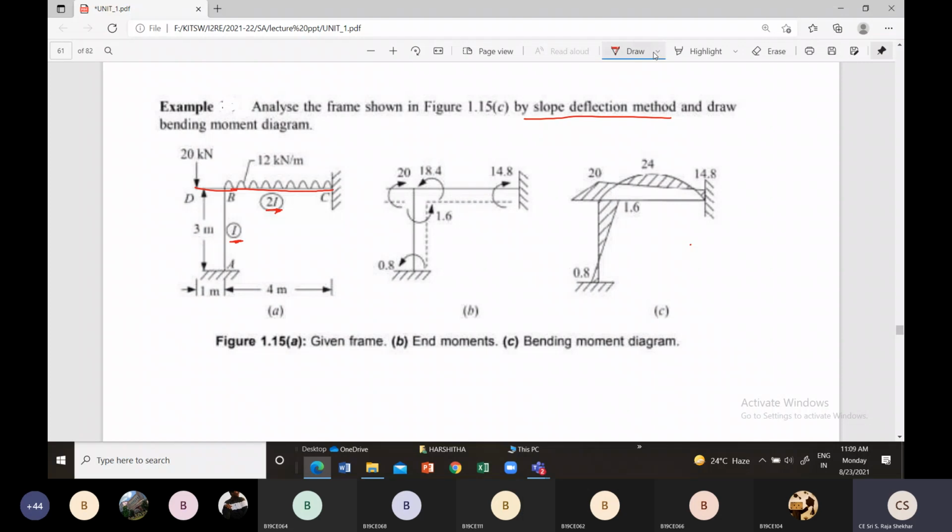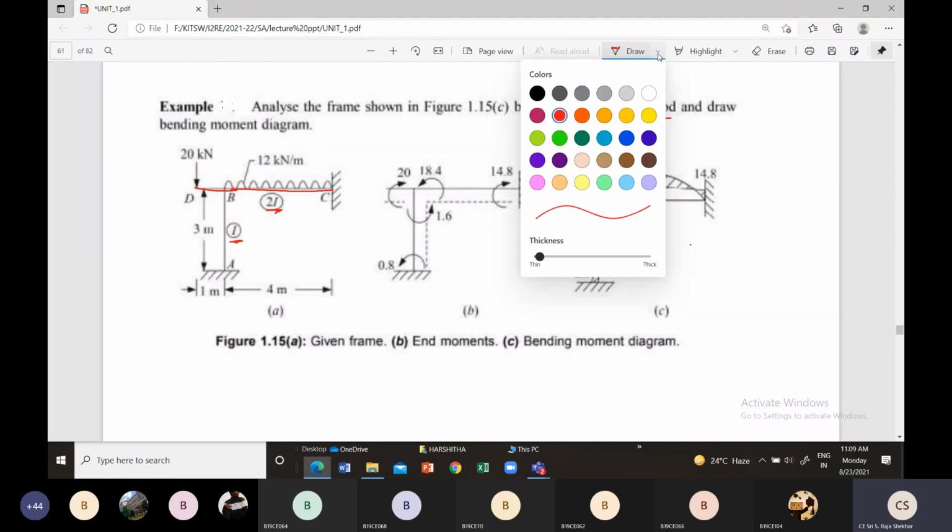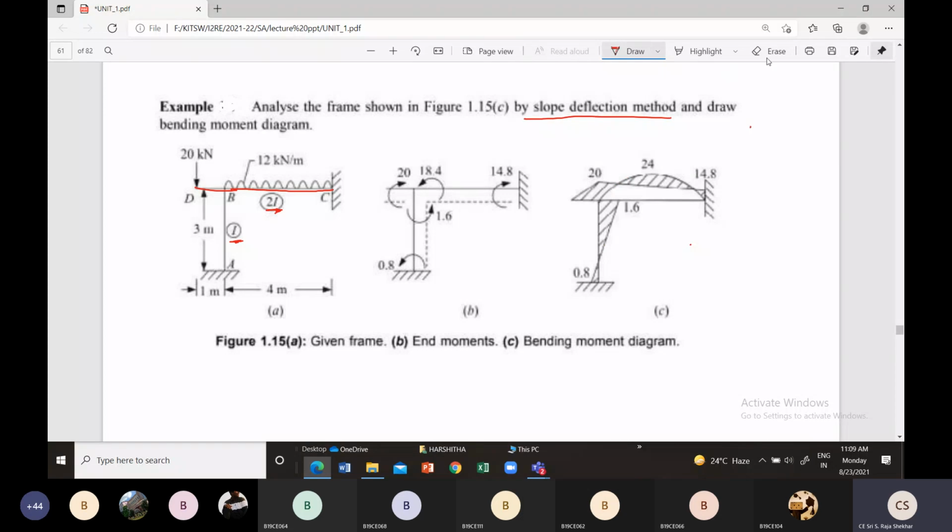Whatever horizontal settlement or horizontal movement there is, that is restricted by the support. So we can conclude this is a non-sway frame.